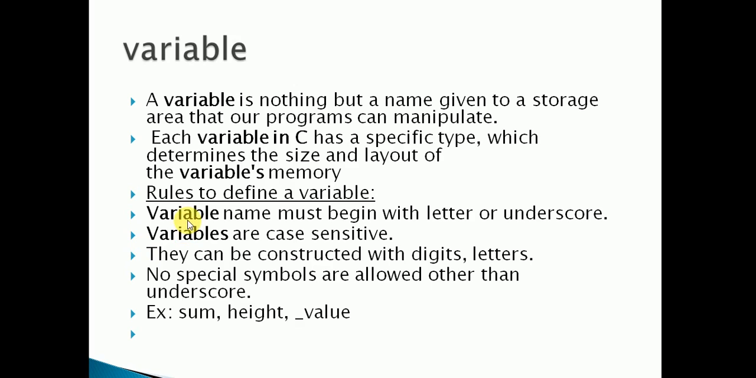Right, now what are the rules? Variable should not begin with a number. Variable name must begin with a letter or underscore. Variables are case sensitive. Capital A, small a both are different. Now see, here is an example. This one is starting with a letter. This is also starting with a letter. Now this is starting with underscore. So this is a valid case. Whereas if you write a capital V or some number over here, that is invalid.